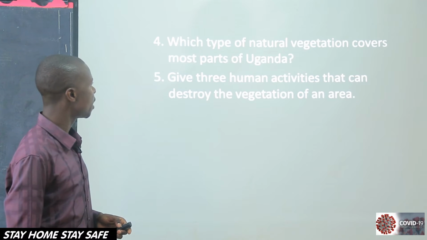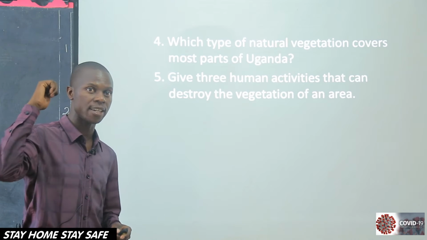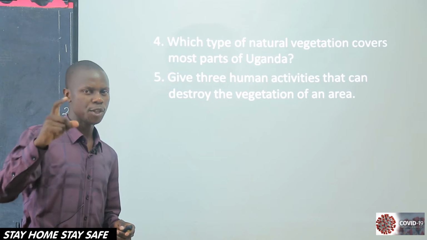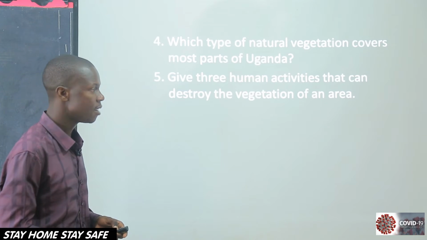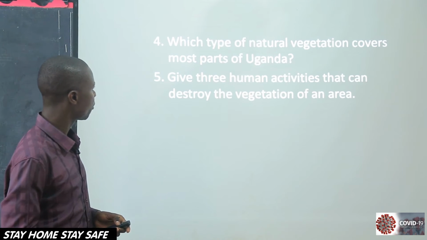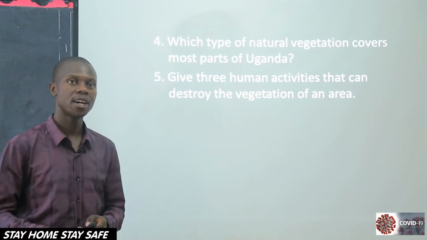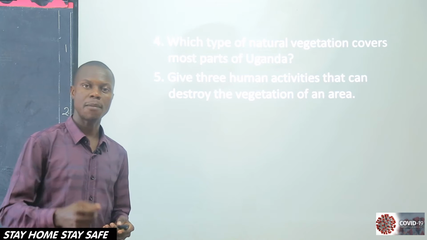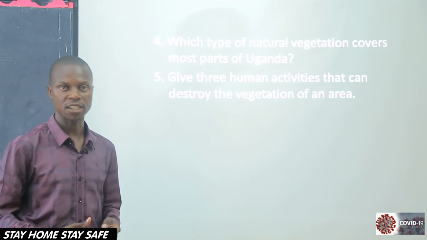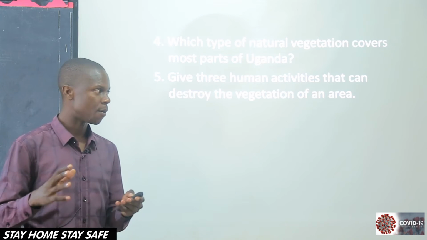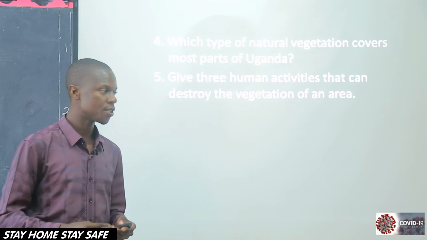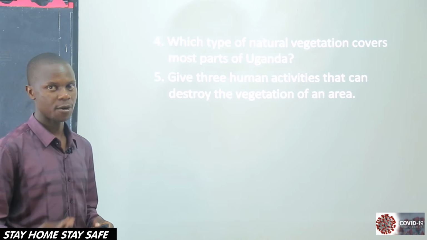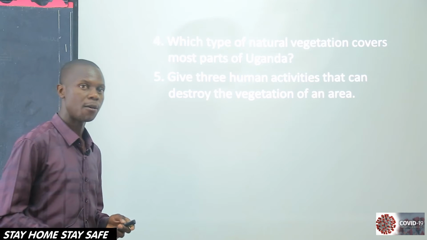Okay. Question four, which type of natural vegetation covers most parts of Uganda? If you reflect on the map that we had that shows the vegetation zones in Uganda, which one covers the largest part? You'll find that it is savanna vegetation, okay? Then five, give three human activities that can destroy the vegetation of an area. We had very many of them. You can talk about bush burning, deforestation, swamp drainage, industrialization. Is that okay? So that was our activity for the previous lesson. I want to request those who missed at least one number to spare time and write corrections so neatly. Is that okay? Yes, so for now, let's focus on today's lesson.